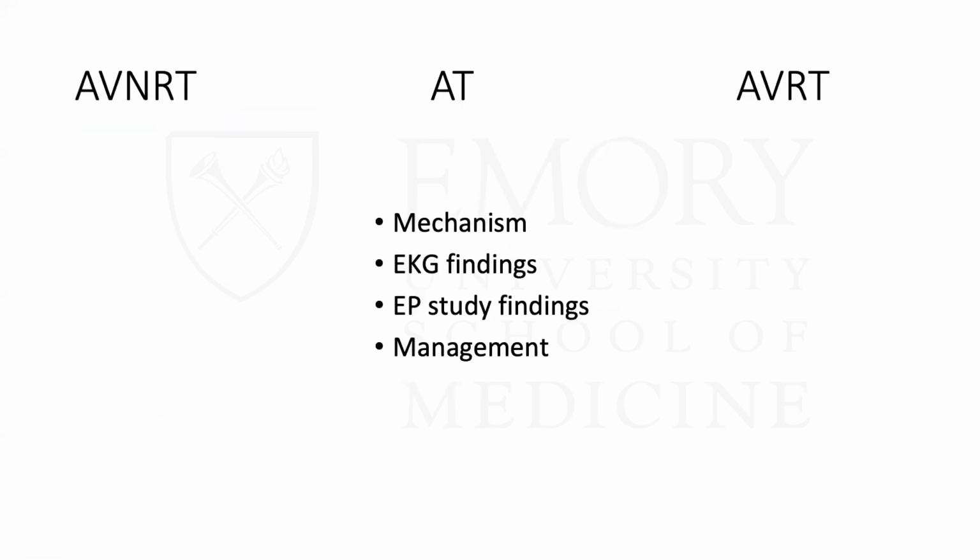But today we're going to focus on AVNRT, atrial tachycardia, and AVRT. We'll go through the mechanisms for all of these, some of the EKG findings, which is mostly what we'll focus on, and we'll touch on what you see on EP study and then management. AFib and A-flutter are certainly tachycardias that initiate in the atria, but those aren't really what we consider to be paroxysmal SVT.